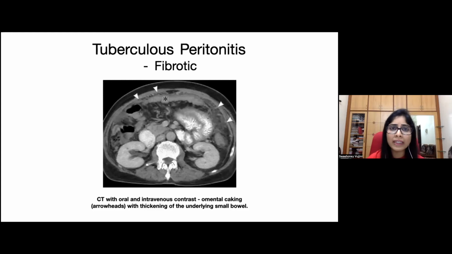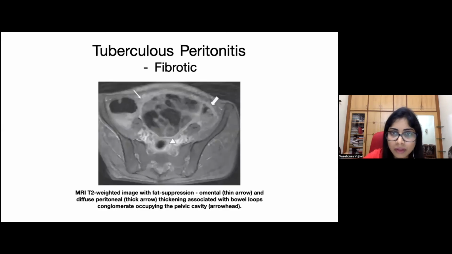Next is the fibrotic type of tuberculous peritonitis. This is a CT with oral and IV contrast showing omental caking here with thickening of the underlying small bowel. This is an MRI image, T2 weighted image with fat suppression, showing omental and diffuse peritoneal thickening associated with bowel loops conglomerate occupying the pelvic cavity.